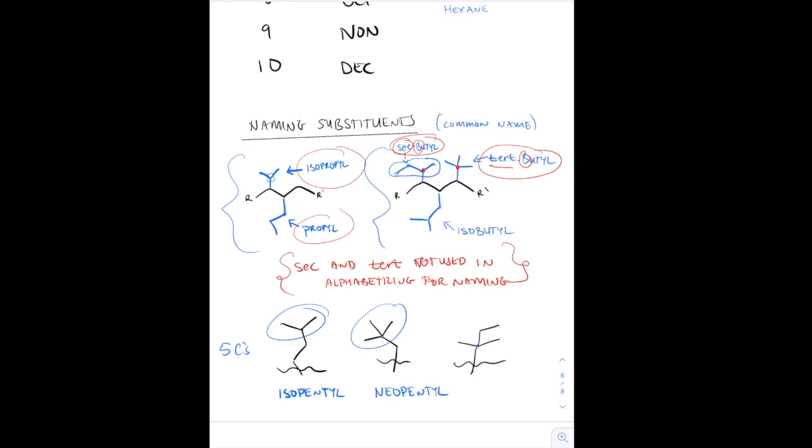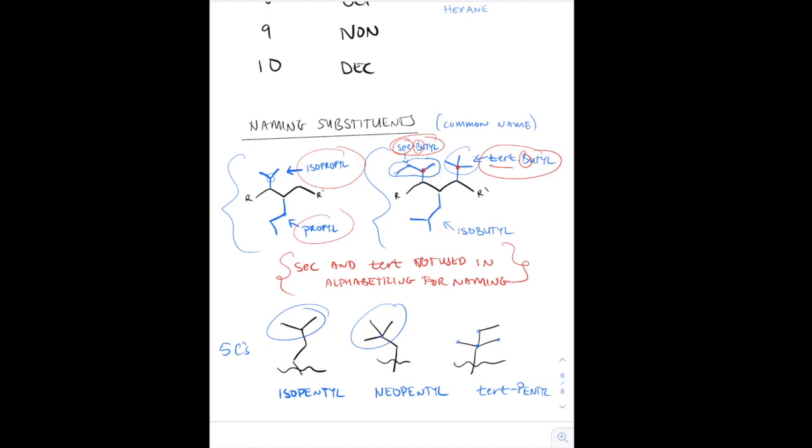And then this one, this is actually what I meant to suggest a minute ago when I was pointing at that carbon. If we're focusing on just that particular substituent right there, that carbon is bound to 1, 2, 3 carbons. It's almost like this one right here, where it was tertiary all by itself. And this is called a tert-pentyl. Okay.